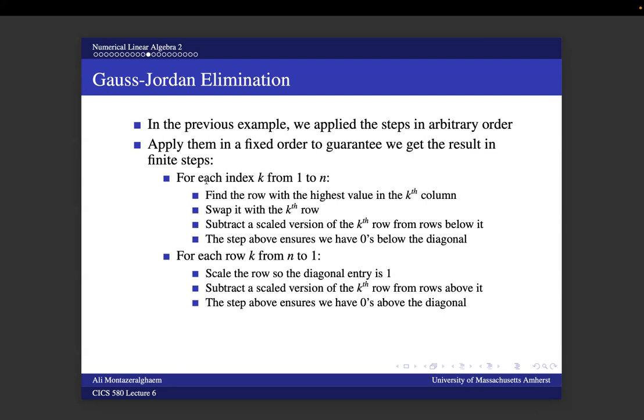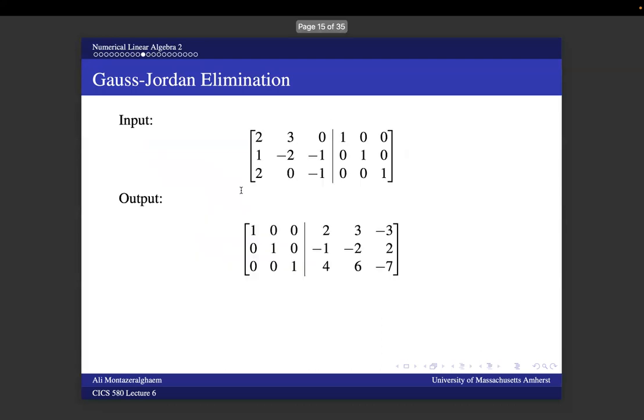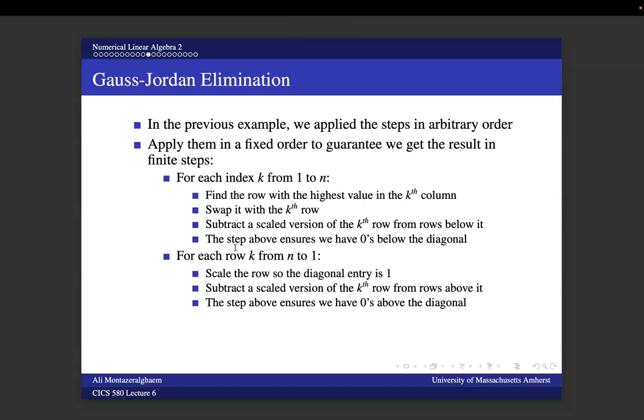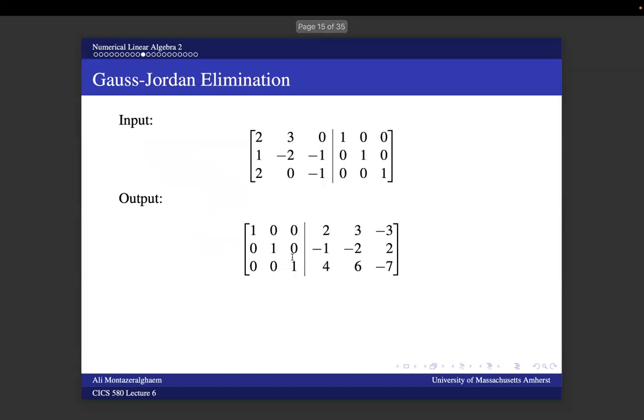In the Gauss-Jordan elimination, we have 2 for loops. In the first loop, we want to make sure that the elements below the diagonal are 0, and then in the other for loop, we want to make sure that these elements are becoming 0.